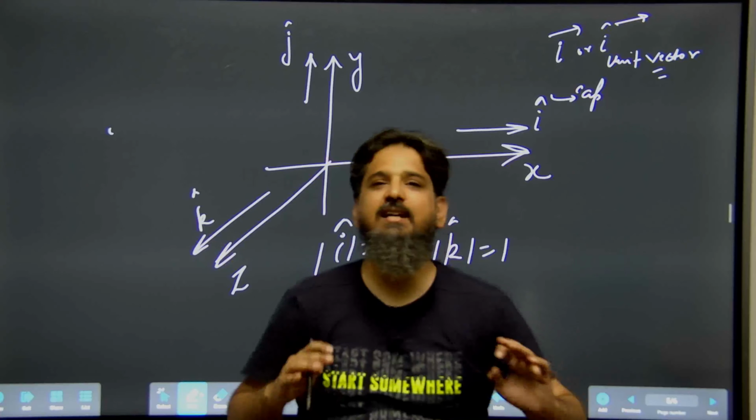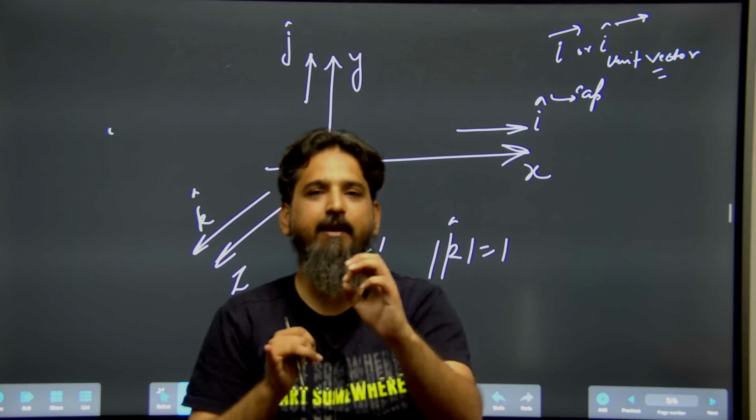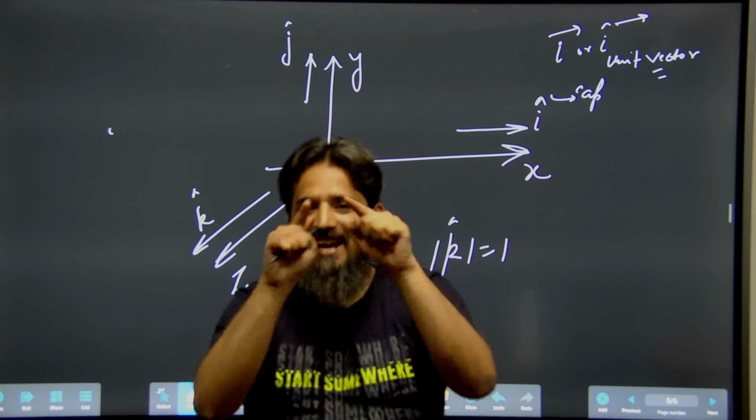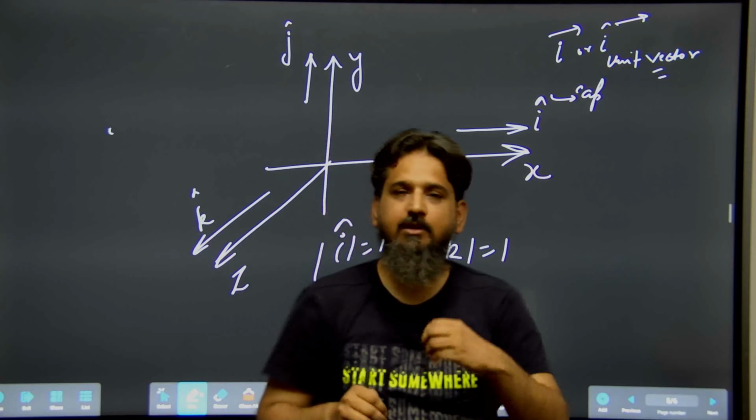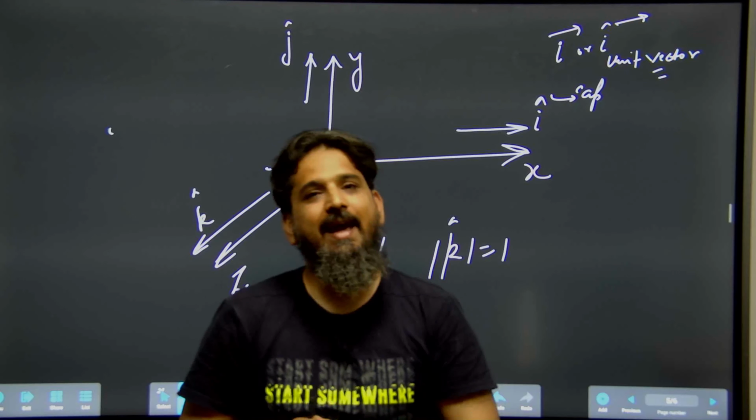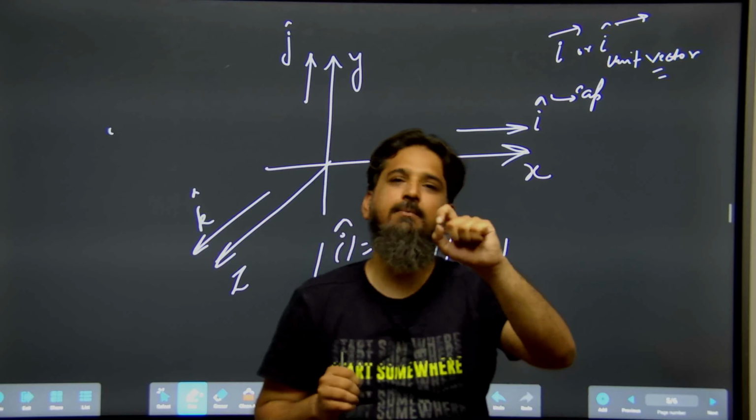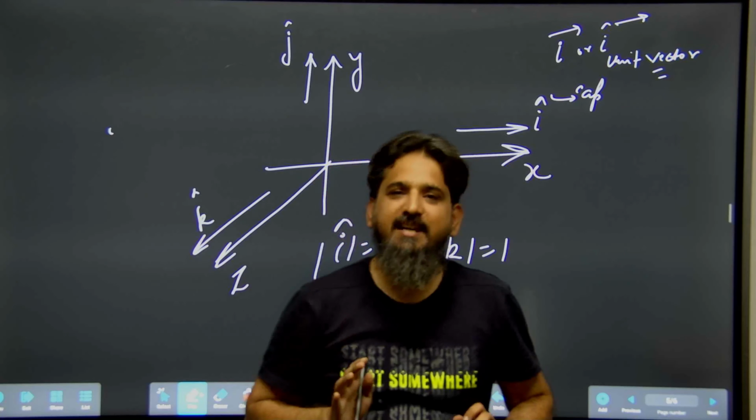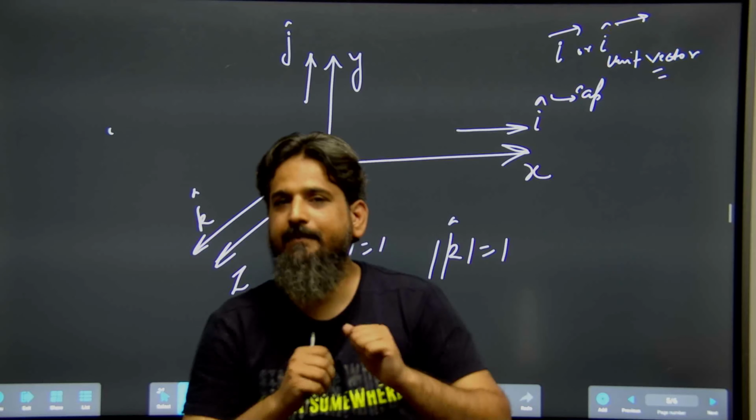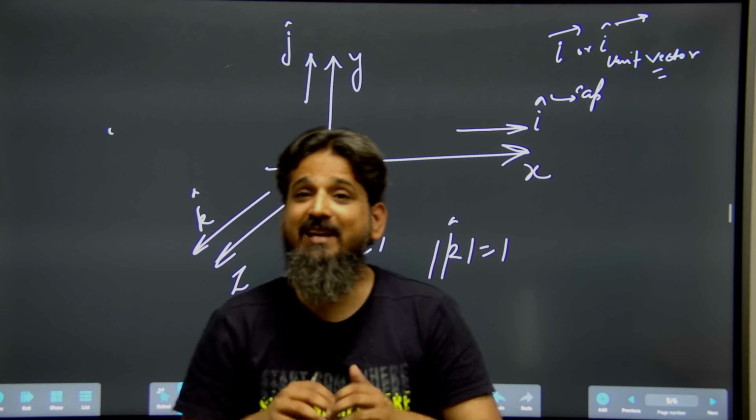So the first thing we studied till now: number 1, a unit vector is a vector whose magnitude is 1. To identify a unit vector, there is generally a cap over the letter. Third point, a unit vector represents a direction. And there are 3 standard directions which we have discussed: the x-axis is represented by I cap, the y-axis by J cap, and the z-axis by K cap.